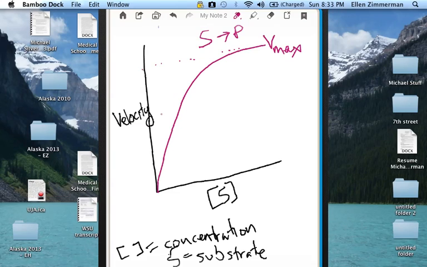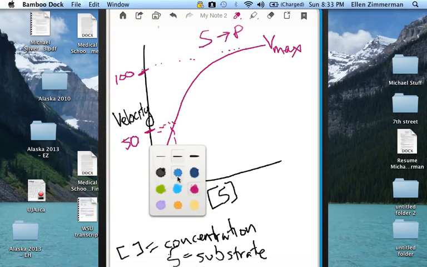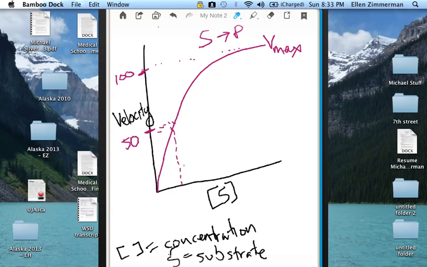The other important value is seen, so let's say we give this number at the velocity is at 100. That is its max. Then half its max is 50. And at this point right here is its Km.